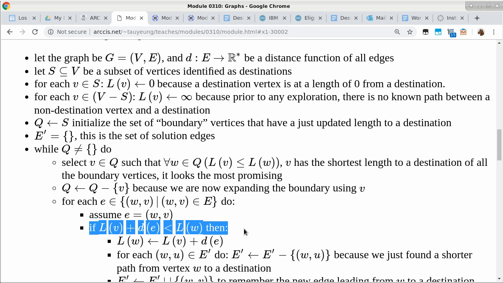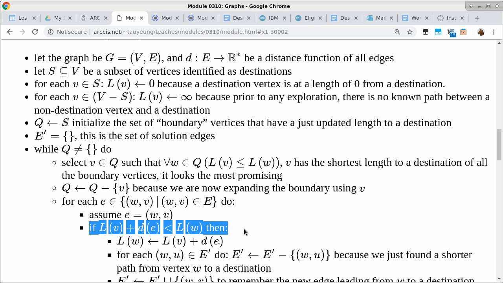Exactly, it is another, it can potentially be another path, right? Because we know that V is going to a destination using the length of L of V, okay? And we also know that W is going to V using E, and the distance of E is D. So these two added together is another way for W to get to a destination. And this is the length of that path. Is that okay?